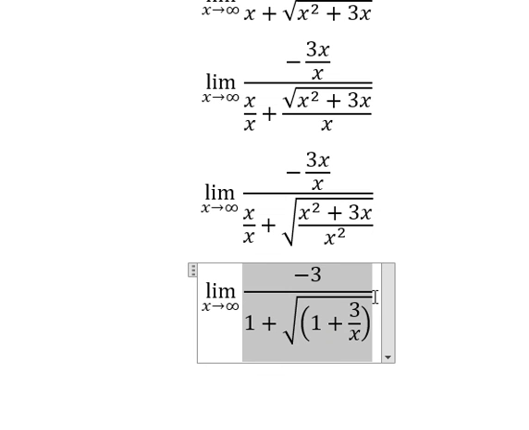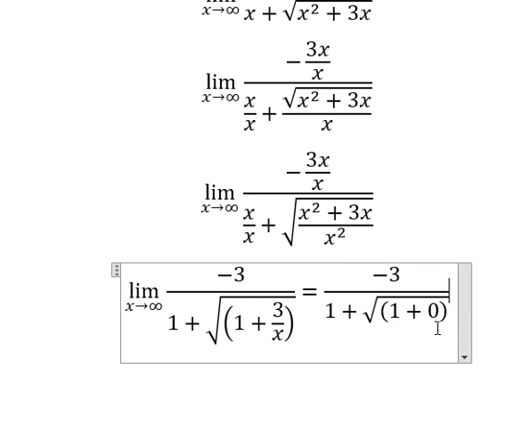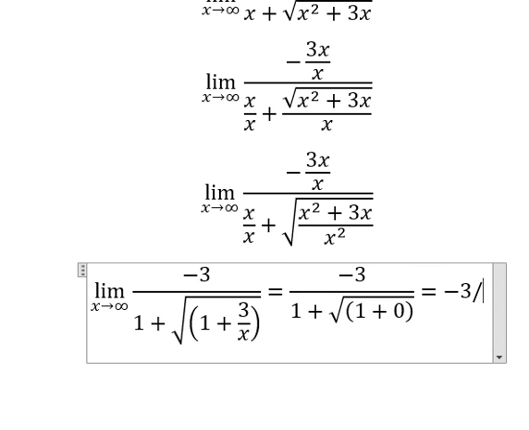And now we have the final answer. And this one we have negative number 3 over 2.